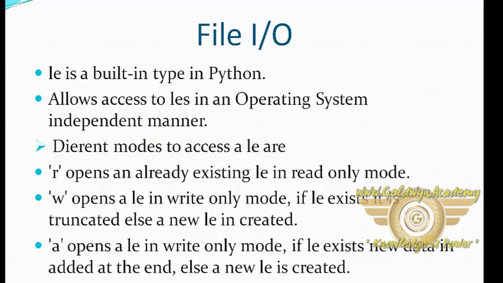w opens a file in write-only mode. If the file exists, it is truncated, else a new file is created. a opens a file in write-only mode. If the file exists, new data is added at the end, else a new file is created.